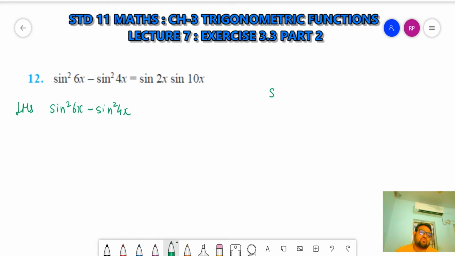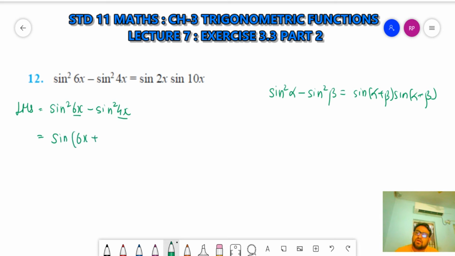Okay, here we will use the formula sine square alpha minus sine square beta. This is equal to sine(alpha plus beta) sine(alpha minus beta). So here alpha will be equal to 6x, beta is equal to 4x. Sine(6x plus 4x) sine(6x minus 4x). Sine 10x, sine 2x.